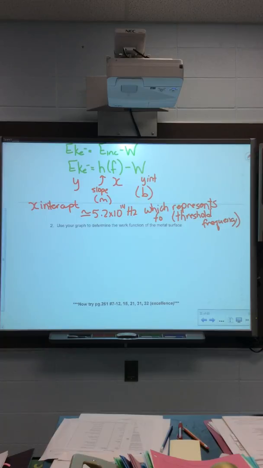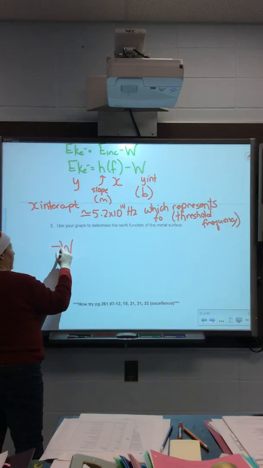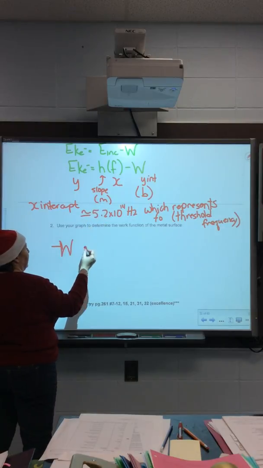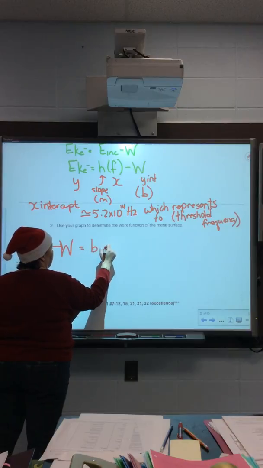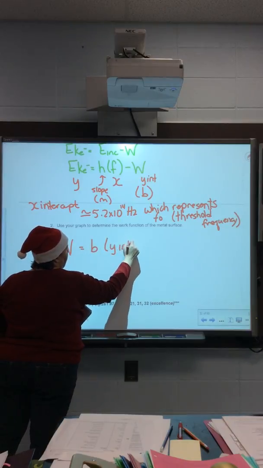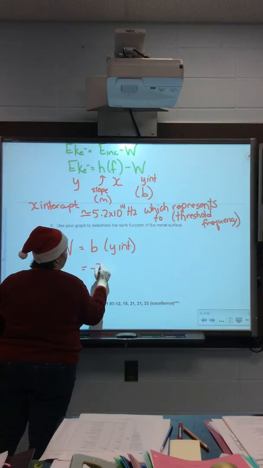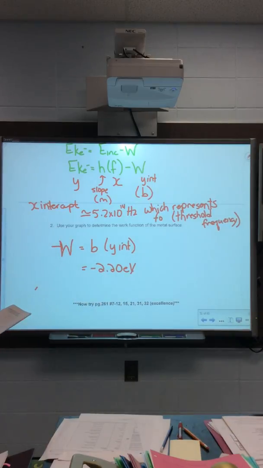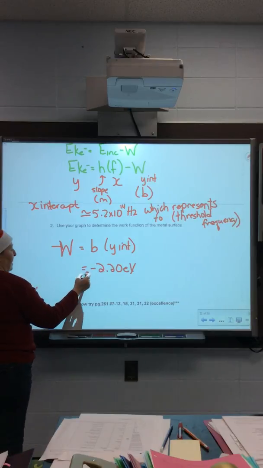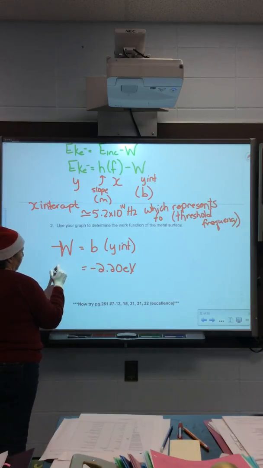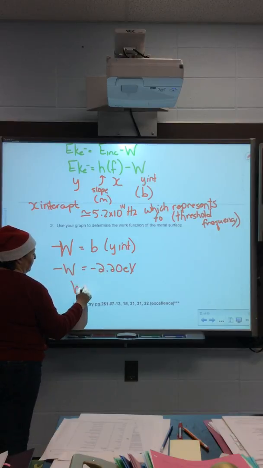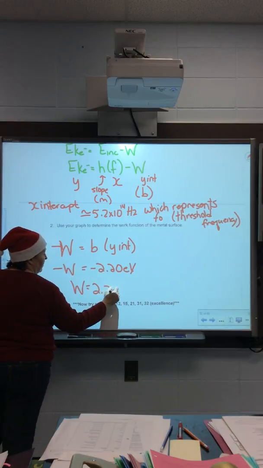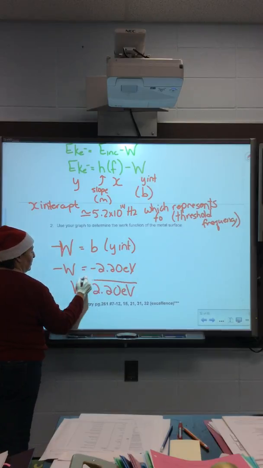So when we use our graph to determine the work function of the metal, from our formula up here, negative W is equal to b, the y-intercept, and where it crossed the line was negative 2.20 electron volts. We don't worry about the sign when we're talking about work, or we could say this: negative work is equal to negative 2.20, so work is equal to 2.20 electron volts.